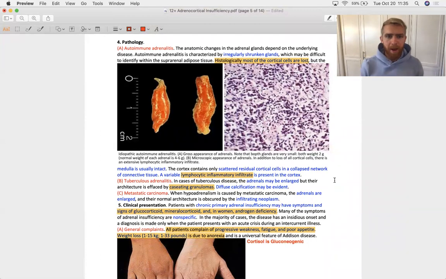So now we're talking about how to tell these diseases apart, which is not the most important thing in the world, because some of these presentations are so different from one another. Now, if you've got autoimmune adrenalitis, what do you think you'll see on histology? Lymphocytes. Yes. So if you have TB, what do you think you'll see on histology? Caseating necrosis. Yes, you got it.